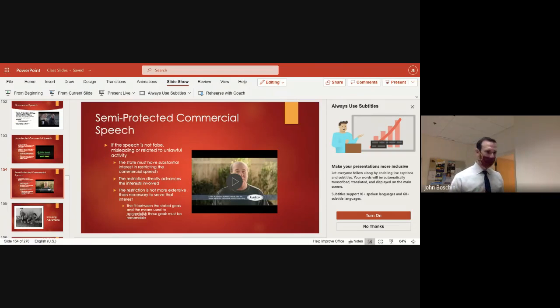And the restriction is not more extensive than necessary to serve that interest. So let's take something like commercial drug advertising. Now, we've all seen these, right? We've all seen Lyrica commercials and Cymbalta commercials and, well, Butrin commercials. They're usually targeted towards the elderly, for better or worse. And they all say, ask your doctor about blah, blah, blah for restless leg syndrome.